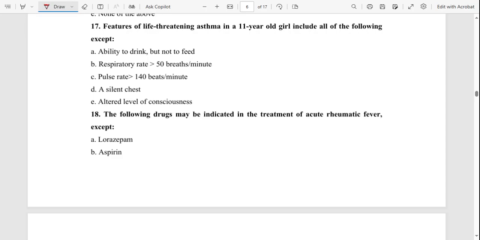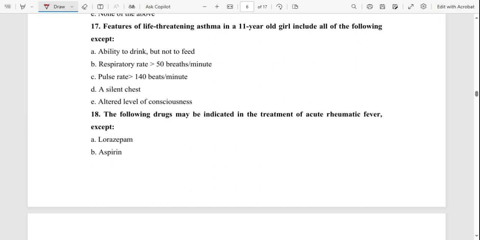When you look at B, respiratory rate greater than 50, the respiratory rate has increased because there is going to be respiratory distress. Remember, there's obstruction in these patients, so they are really not taking in air. Because of this respiratory distress, the respiratory rate increases. This is the body's attempt to bring in more air. And then the pulse rate greater than 140 shows tachycardia, because the heart is also trying to compensate for the little oxygen that is going in.